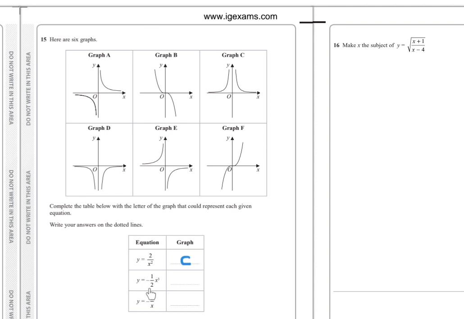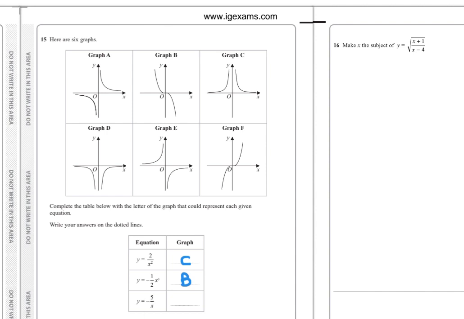y equals negative 1 over x to the power 3. This is a cubic function, and the coefficient of x to the power 3 is negative. So for cubic functions we have 2, this one and that one. If the coefficient of x to the power 3 is negative, then that one, because if x is negative, y will be positive, so graph B. Before, we solve the last one.